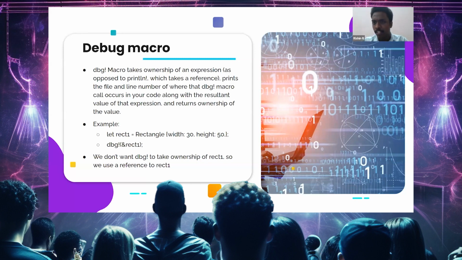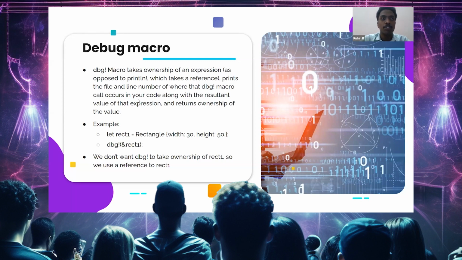So the debug macro is similar to println. It is used to create a standard output, but generates a completely different standard output. Okay, but the issue is it takes ownership of what is passed. So you only need to pass the reference. I think the idea is clear. Now it prints the file, the line number, and where the debug macro call occurs in your code along with the resultant value of the expression. And the debug macro is used for debugging basically, so that you get a good idea of what the error is and where the error is occurring and many other data regarding the debug.